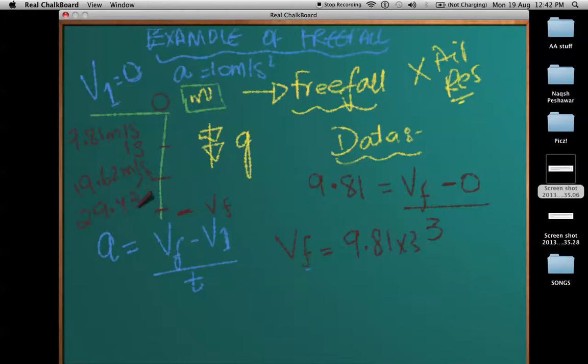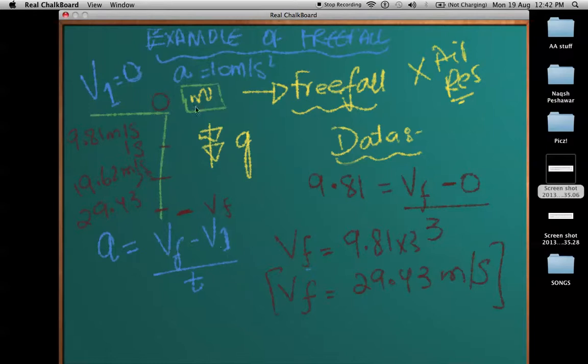And the third second, it would simply be 19.62 plus 9.81 again, which makes it 29.43, I guess, if we did it correctly. It is 29.43. So even if you multiply this, this is the exact answer that you will get, 29.43 meters per second. The velocity after 3 seconds of free fall, this is the velocity.